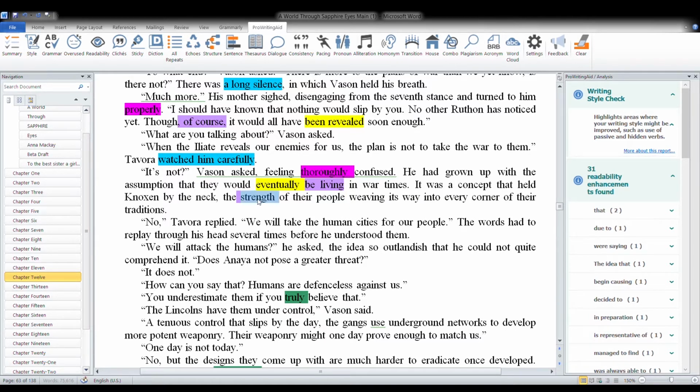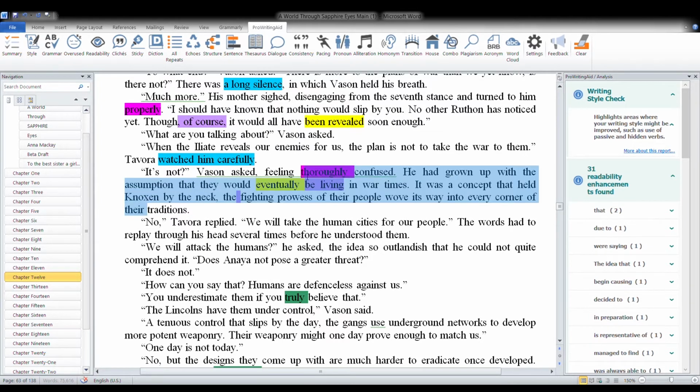Now, strength can be misinterpreted, so the reason I don't like that word, and I think I have to do more description, is because strength, the physical prowess would be a good one, the fighting prowess of their people wove its way into every corner of their traditions.